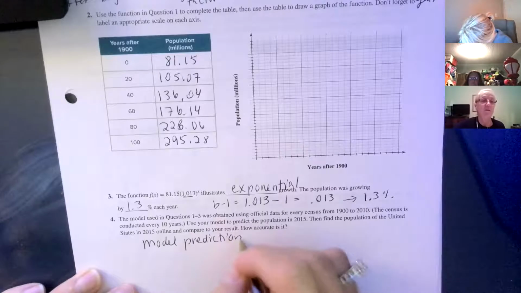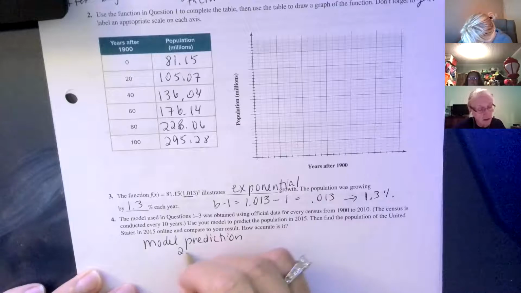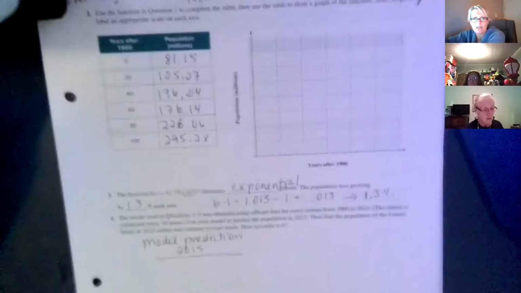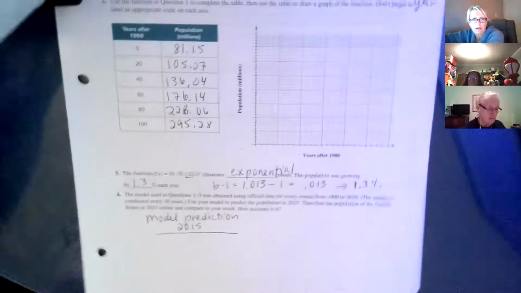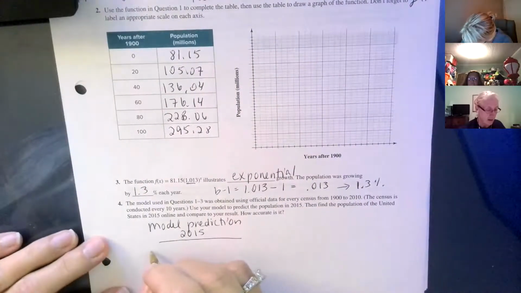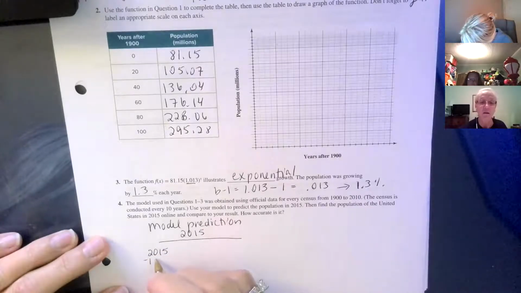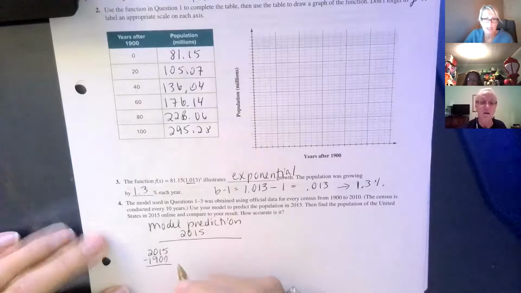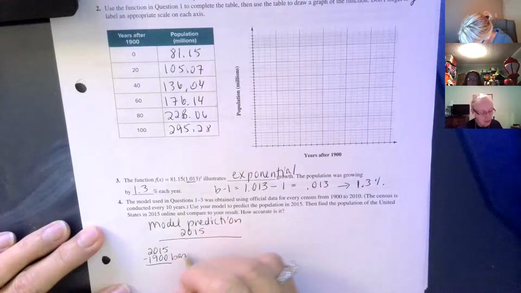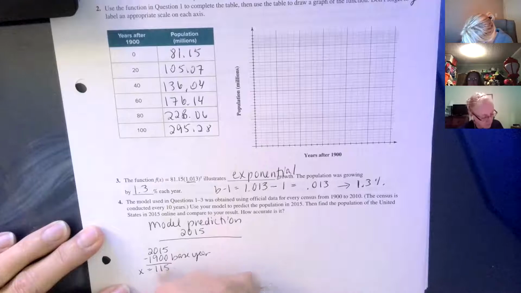So the model prediction, how are we going to find that for 2015? This started in 1900. You'd have to go up quite a bit. So what would our X be? 1900, so that'd be 2000 for the bottom of the answer there. So 2015 minus 1900 is how we're going to get our X value. You have to subtract away your base year. Gotcha. So X is going to equal 115.